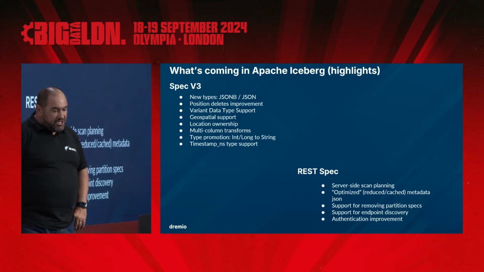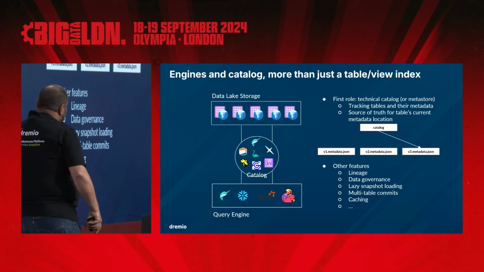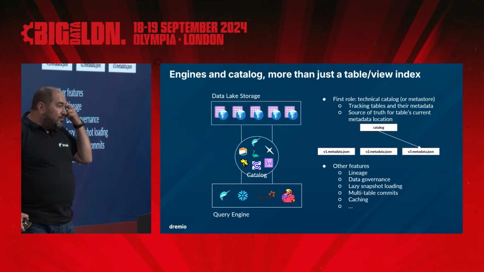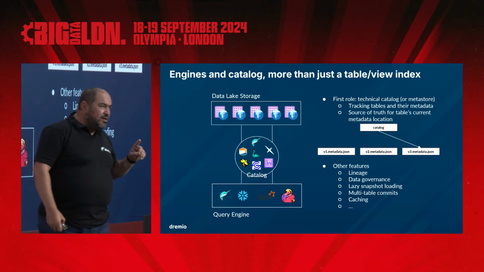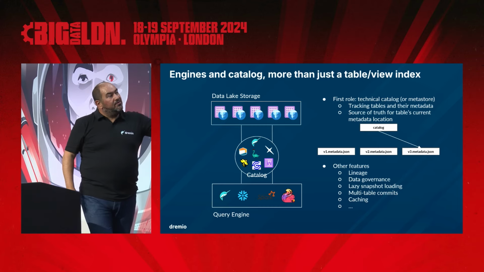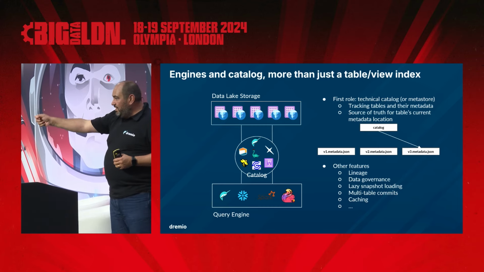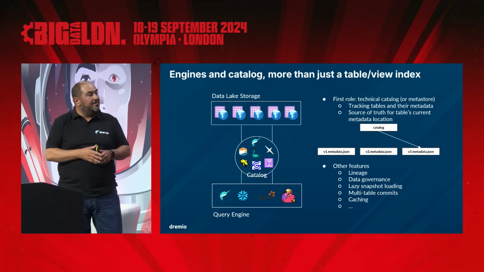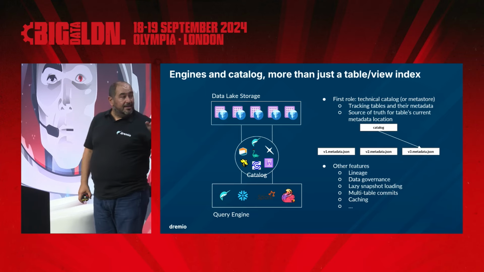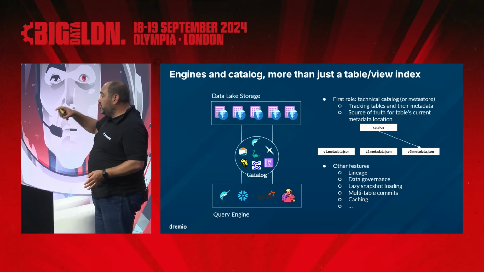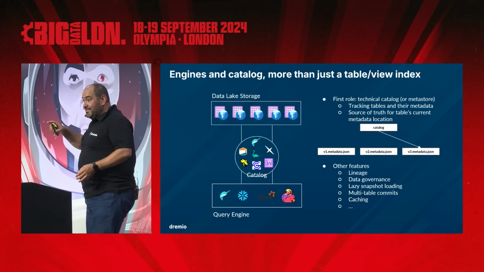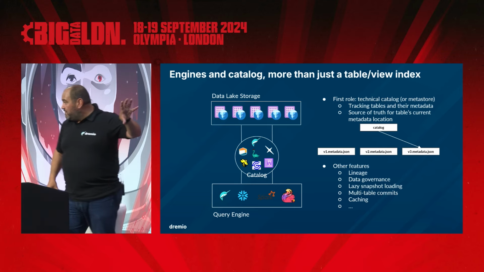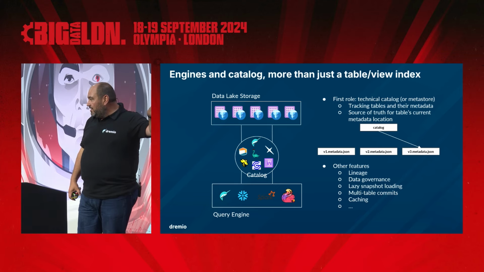The reason why I mentioned the REST spec is because I said that between the query engines and the table format, we have a catalog. But the catalog is more than just an index. Today, the first role of the catalog is really to give me the metadata for this table or this view. But it's more than that. We can imagine having features like lineage, data governance, such as whether this user using this engine can access this column or this table. So there are very advanced features. This is not part of the spec by itself, but that's something that the catalog can implement.